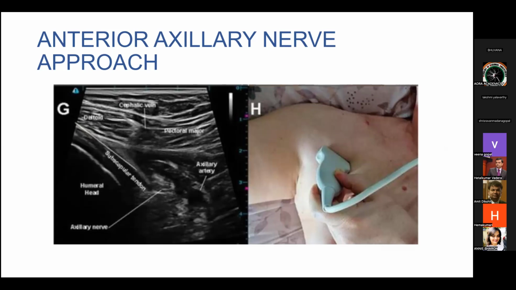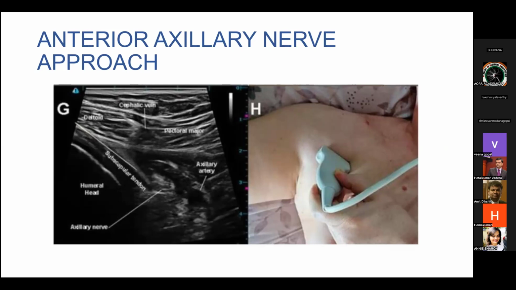Place the probe just below and parallel to the clavicle. First identify the coracoid process and lesser tubercle. Then the patient's arm should be abducted and externally rotated, and the medial side of the probe is rotated inferiorly to obtain the sagittal oblique view.